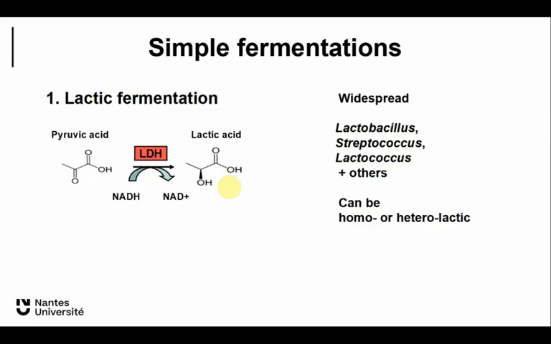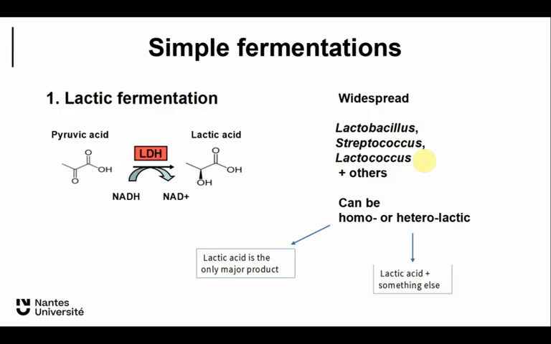So lactic acid fermentation is very, very simple. It just requires one enzyme to convert pyruvate to lactate. And a lot of bacteria use this fermentation pathway, so Lactobacillus, Streptococcus, and plenty of others. Lactic acid fermentation can be homolactic or heterolactic. In homolactic fermentation, lactic acid is the only major fermentation product. In heterolactic fermentation, you get lactic acid plus something else.